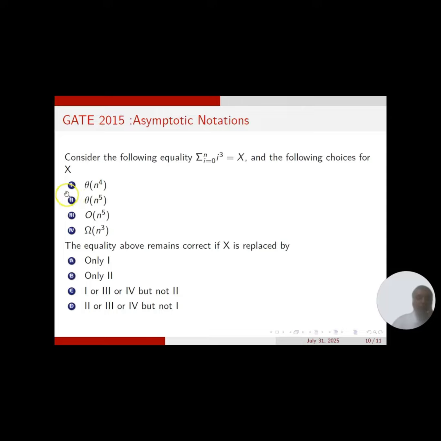That is, we can say it as theta of n power 4 and big O of n power 5 and omega of n cube. We cannot say it as theta of n power 5 because omega of n power 5 does not hold, because n power 4 is not greater than or equal to n power 5. Okay, so the C option is correct.